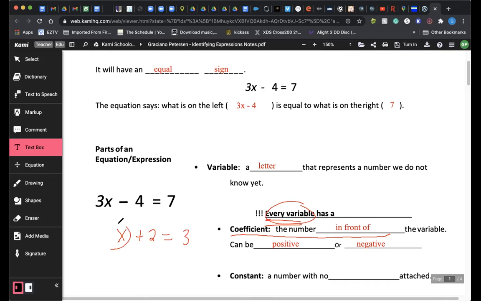Okay, how many x's do I have here? Only 1. Whenever there's only one of my variable, I don't write the number 1. In math, we like to shorthand things whenever we can. So whenever there's only 1, we don't write it; we just write the variable. So remember this rule: every variable has a coefficient. That means if you do not see it, the answer must be 1.